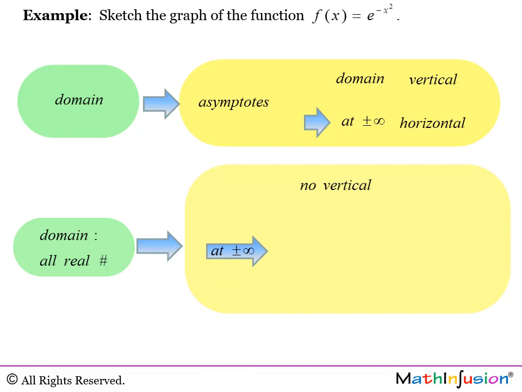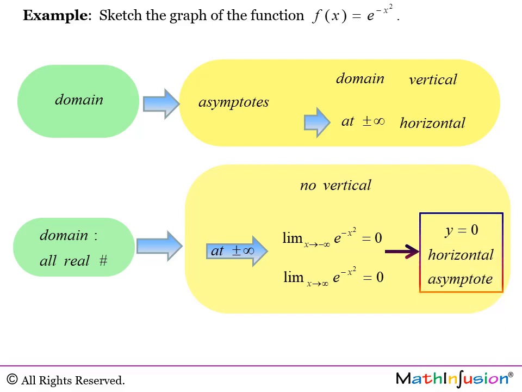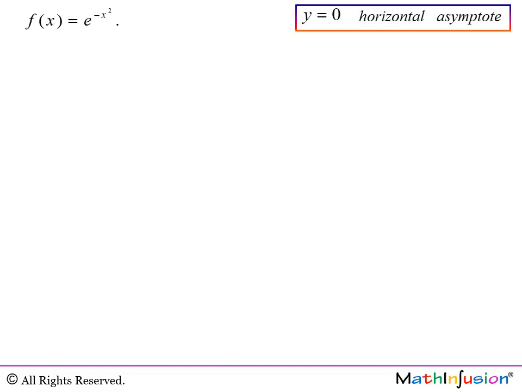Let's now check what happens at plus minus infinity. The limit of this function when x approaches negative infinity is 0. And at infinity, the limit is 0. We can conclude then that y equals 0 is the horizontal asymptote of the graph of this function. Now when we have the asymptote, only one in this case, we should analyze the first and the second derivatives.